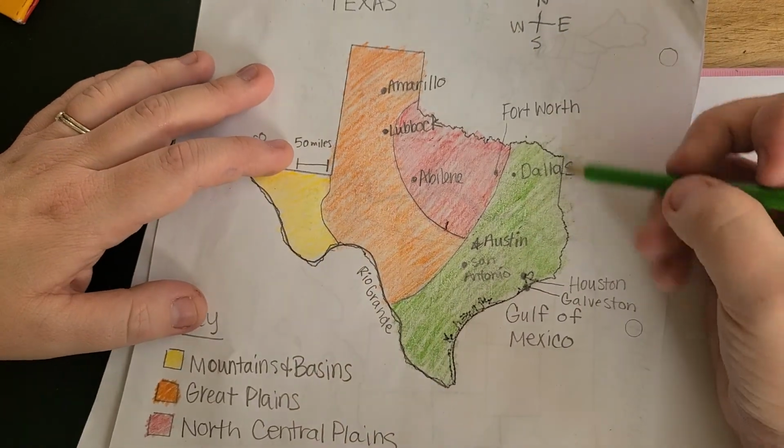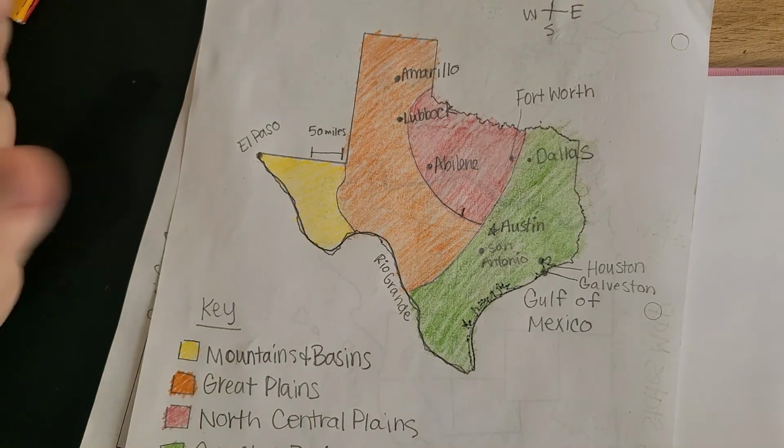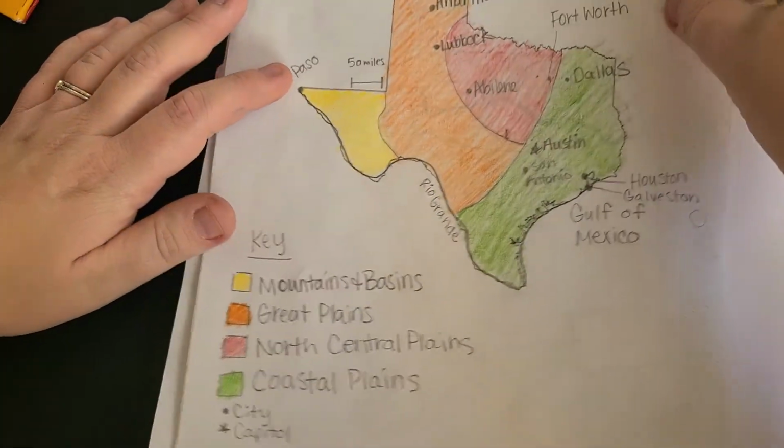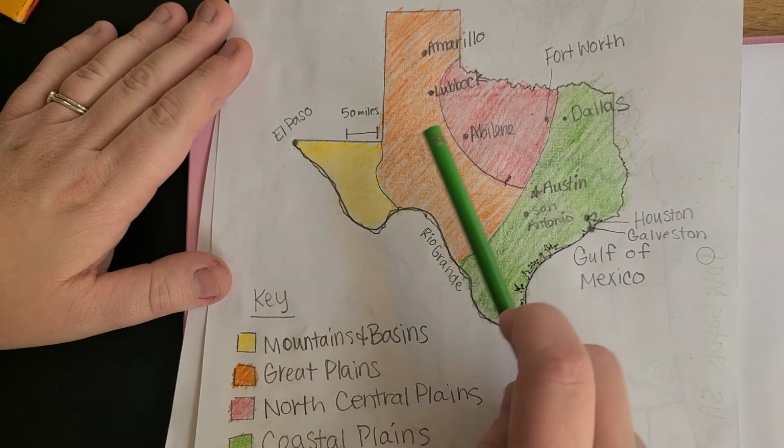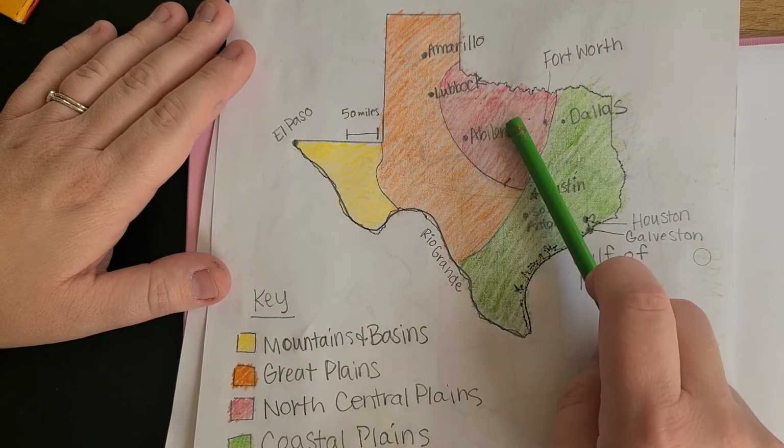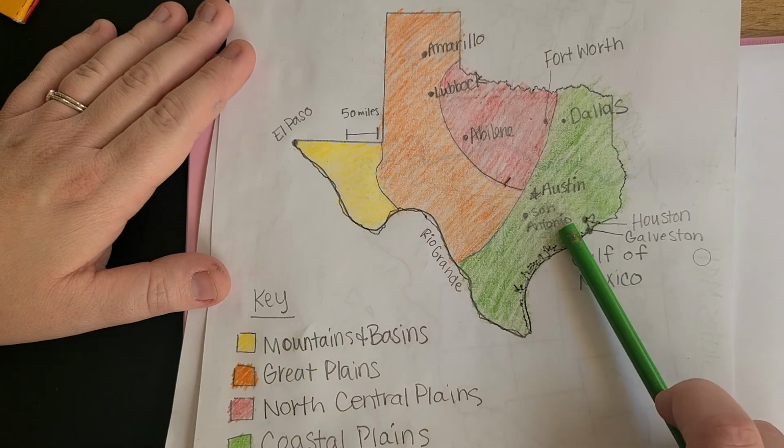See how that's not perfect? It's fine. It's totally fine. And there you have the 4 regions of Texas: mountains and basins, Great Plains, North Central, and coastal plains.